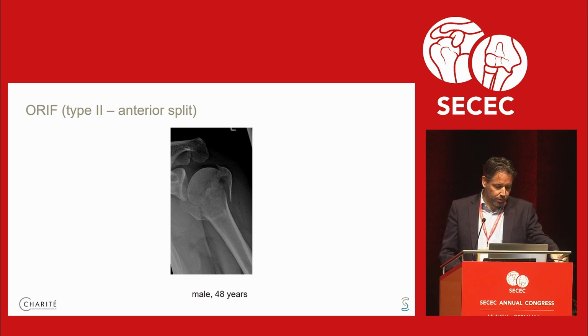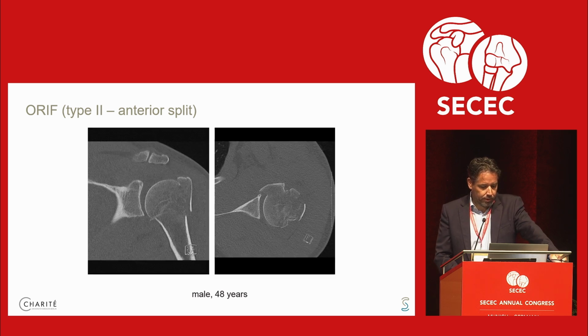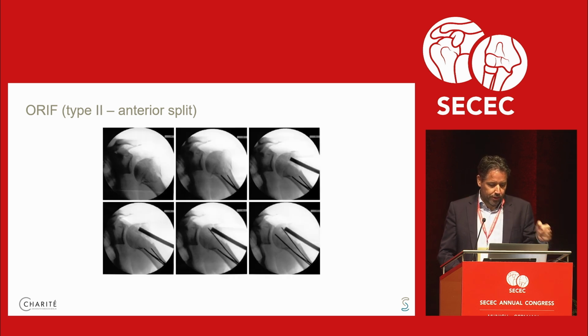the AP view also the pelican sign related to the lesser tuberosity, and you see it even better if you look on the 2D CT. And probably this split is not 20%, but of course it's biomechanically relevant, so you need to treat this articular cartilage fracture, and what we usually do is an open reduction internal fixation.